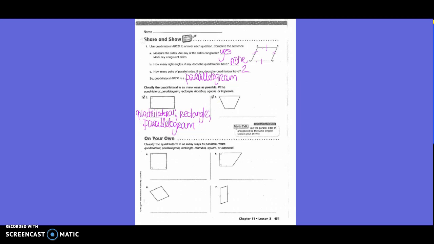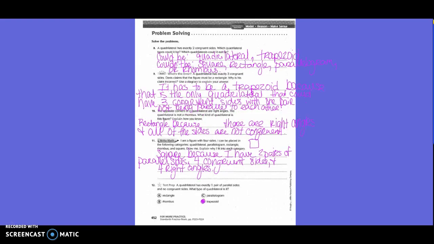Okay, next one, what could it be? We automatically know it's a what? Quadrilateral, because it has 4 sides. What else? Trapezoid. Okay, trapezoid. Can it be anything else? No, just those 2. Okay, so with your partners, you guys are going to do on your own. Problem solving, solve the problems.